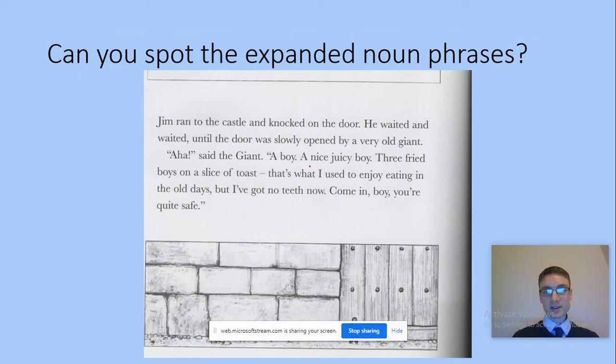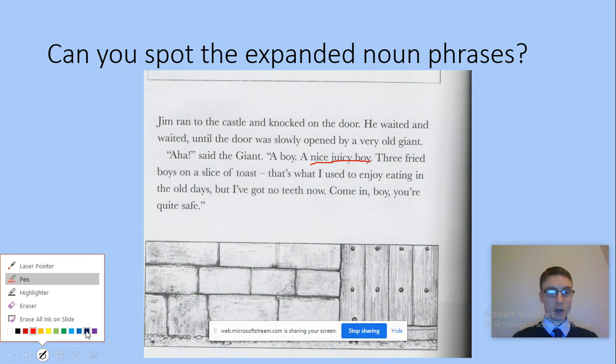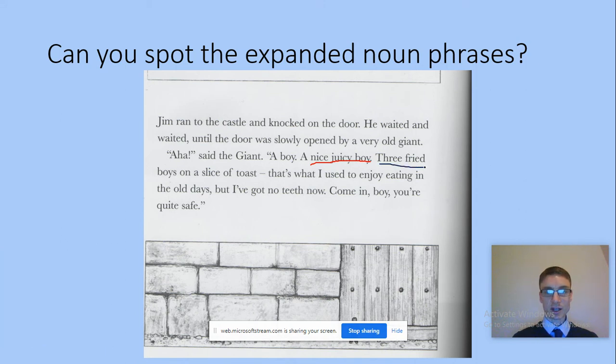Now, this is a great description, isn't it? A nice, juicy boy. But it doesn't have a verb in there. Whereas 3 fried boys on a slice of toast does have a verb within it. So I would say if we're looking for a noun phrase, what I've underlined in blue, 3 fried boys on a slice of toast, would be a noun phrase.